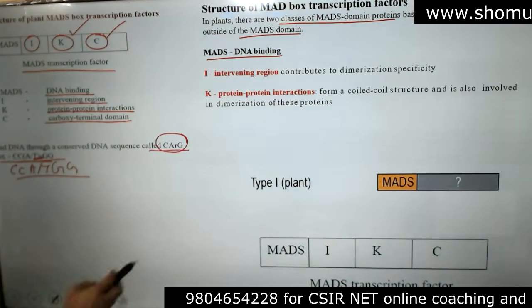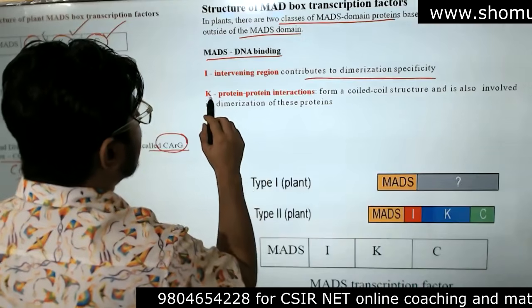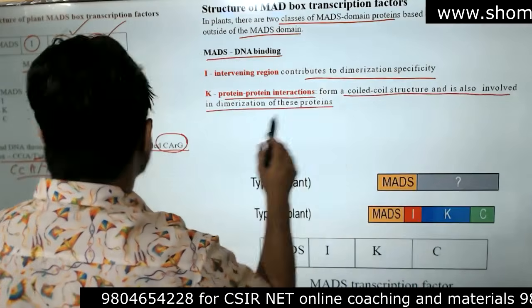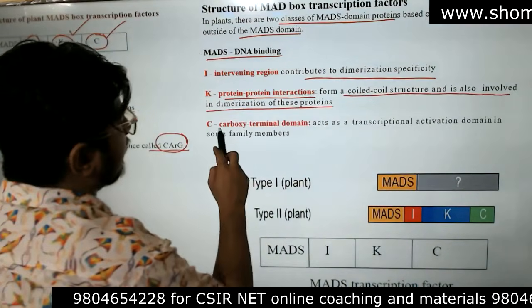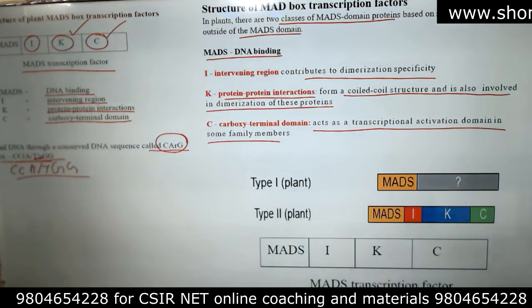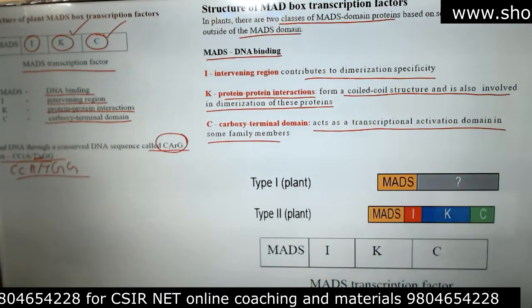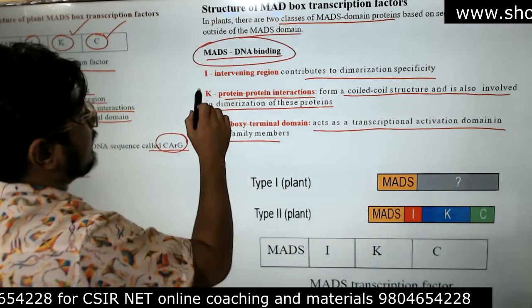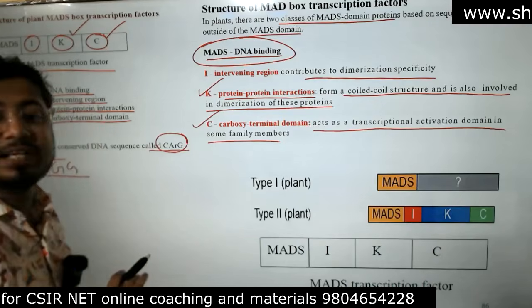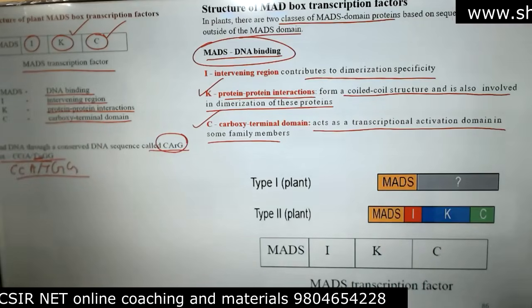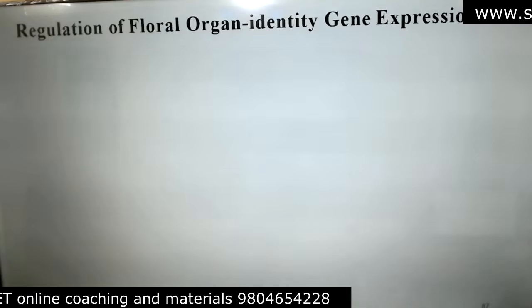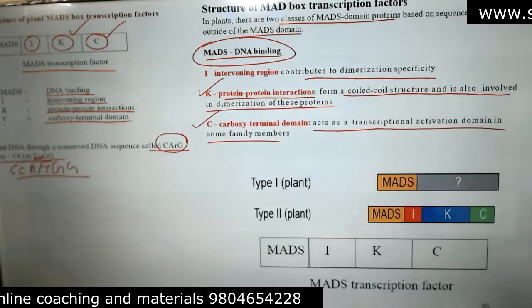The intervening region contributes to dimerization specificity, and K is for protein-protein interaction, forming a coiled-coil structure also involved in the dimerization of the protein, and C, the carboxy terminal, acts as a transcriptional activation domain in some family members. These are the functions of the different regions. M is for binding to the DNA, K is for protein-protein interaction forming the coiled-coil structure, and C acts as a transcriptional activation domain.